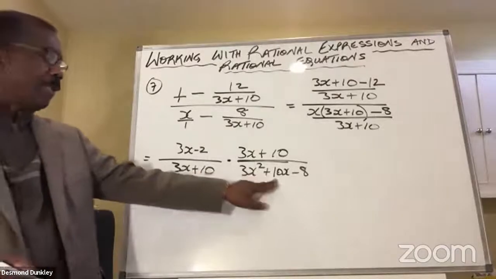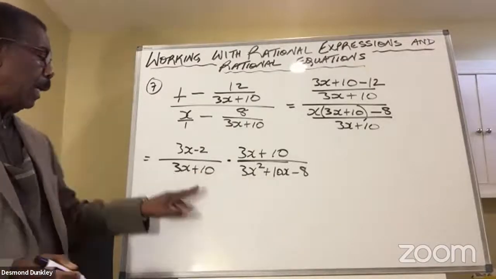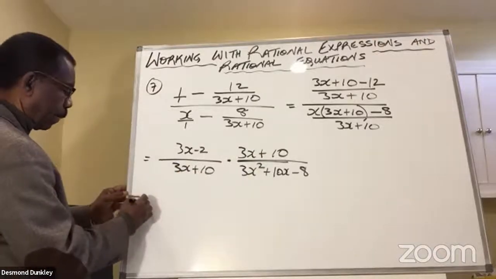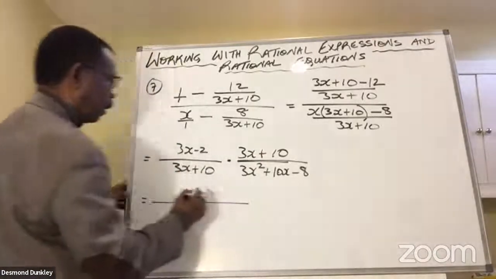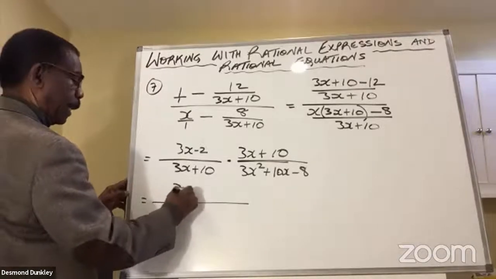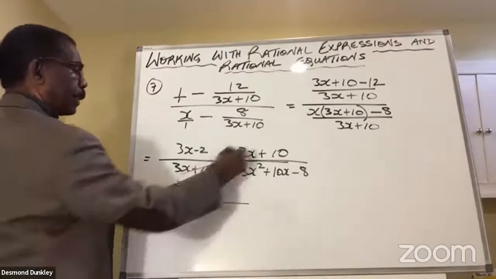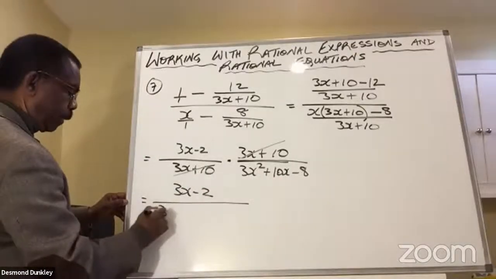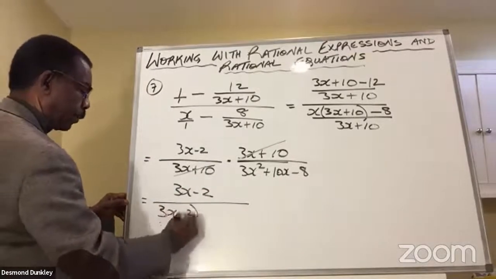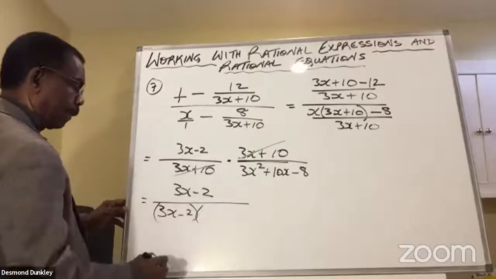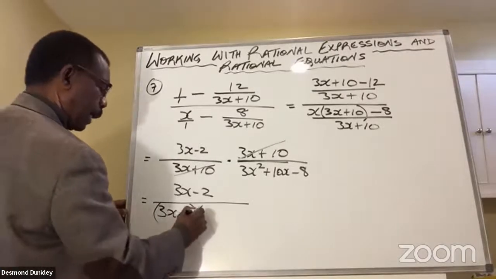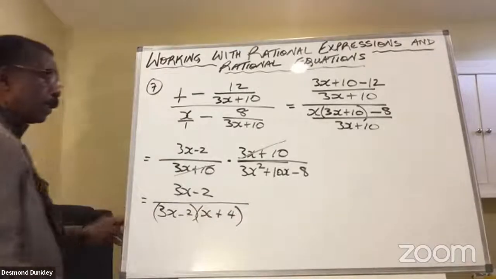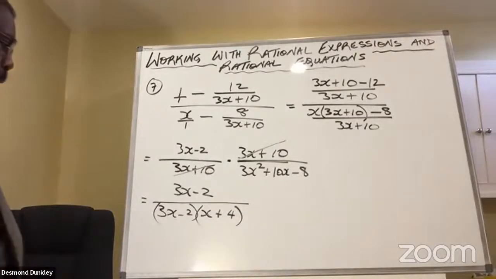So I'm going to need to factorize this. And I see that these two cancel each other. So now we end up with 3x minus 2, because this cancels that. And now when I factorize this, I think we're going to end up with 3x minus 2 times x plus 4. Let's double check to see if it works.